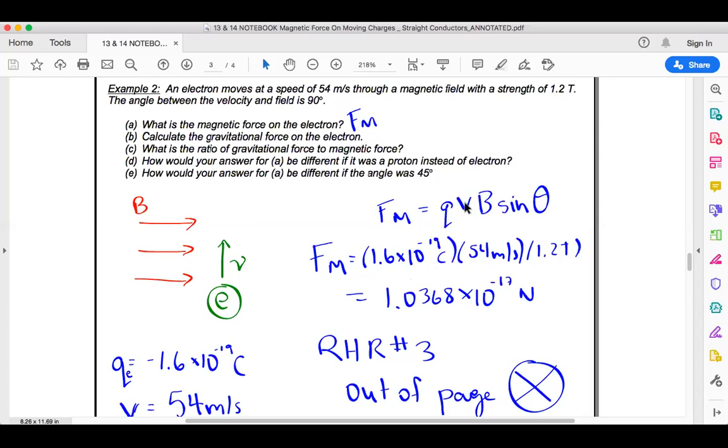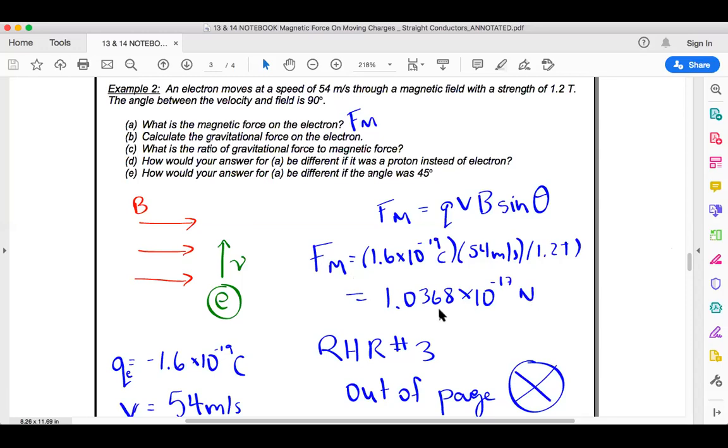V, velocity, is given to us in SI units. And the magnetic field is given to us in Tesla, and that's what we want. Now, sine theta, I didn't put it in here. Maybe I should. Sine of 90 degrees. What is that? That is 1. So we don't need to put it in to get the right mathematical answer. When theta is 90 degrees, it's fine to not put it in because you know it's times 1. But just in case, you might want to put it in, and you will get 1.0368 times 10 to the minus 17 newtons.